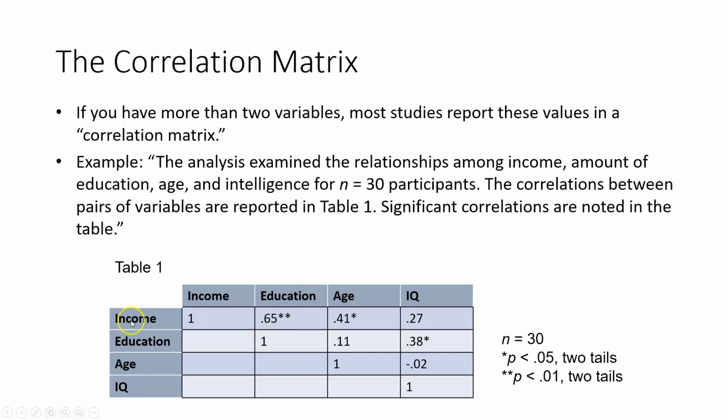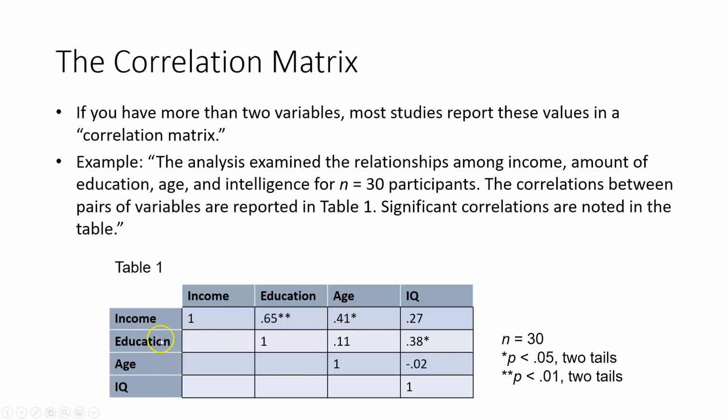When you relate somebody's income and education together, it might have a value of whatever that is, 0.65. That's a modest correlation, but the stars next to it indicate its level of significance. In the key over here, you can see that 2 stars means that it was significant at the 0.01 level in the two-tailed test. Here, we see that the relationship between income and age is 0.41, slightly smaller and also less significant because this is only significant at the 0.05 level.